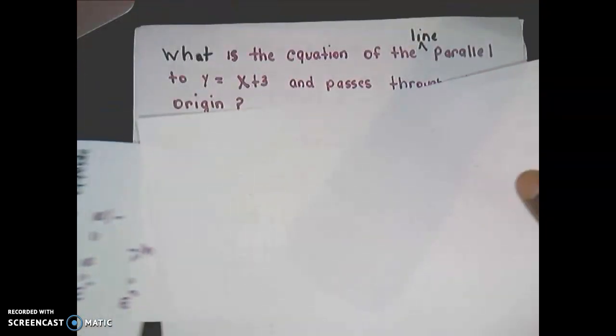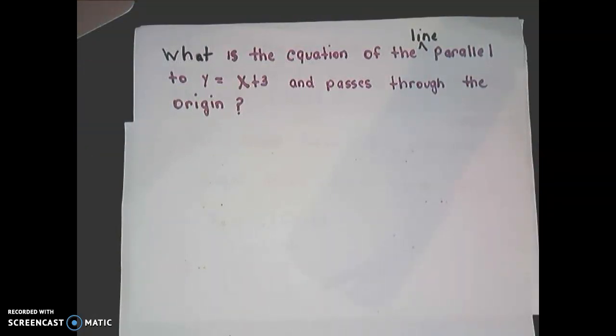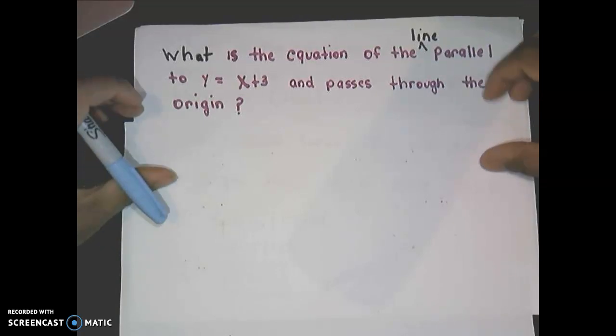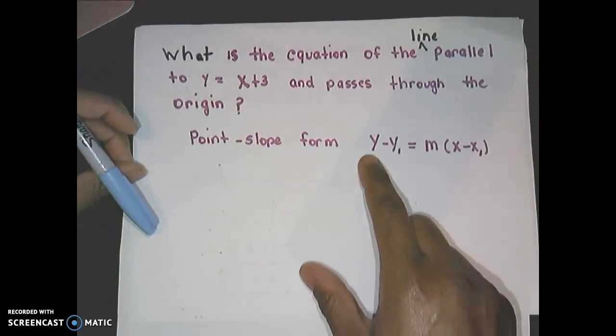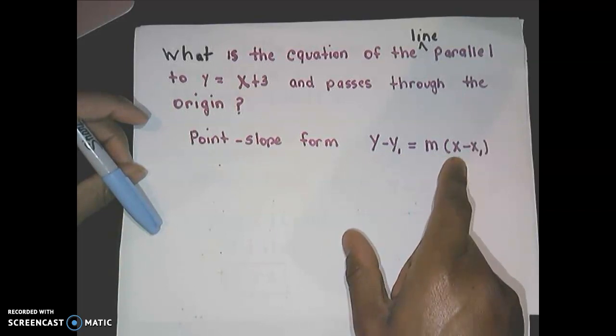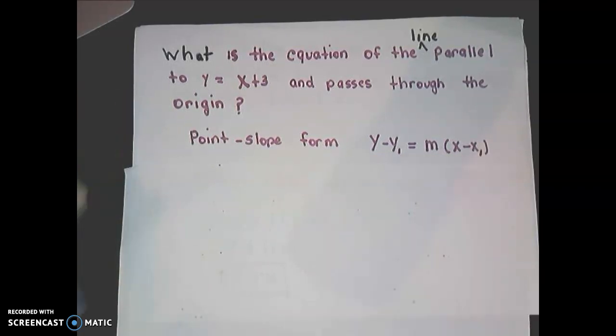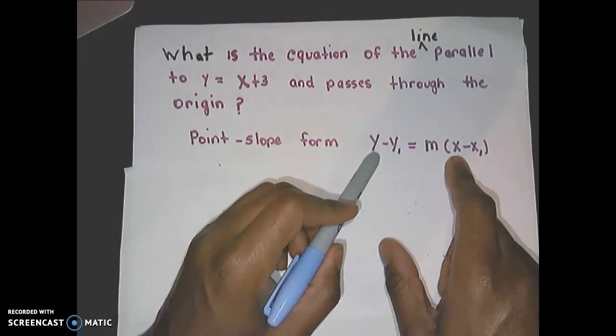So our first example says, what is the equation of the line parallel to y is equal to x plus 3 and passes through the origin? So again, as I told you, in order to write the equation of the line, we're going to use the point-slope form. The point-slope form is y minus y1 is equal to m times x minus x1. And so your y and your x are always going to be in the equation.